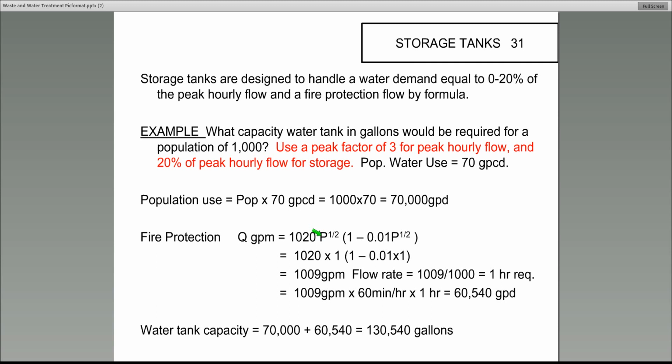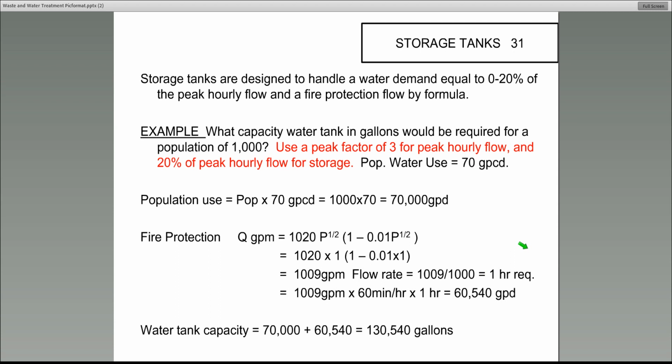Population is in thousands. The P is population in thousands. So to get Q, you just plug in 1 for the population in the above formula, and that gives you a total of 1,009 gallons per minute. Now, to get the flow rate that's required, whatever number you come up with in Q, you have to divide it by 1,000. And 1,009 divided by 1,000 would be 1 hour required.